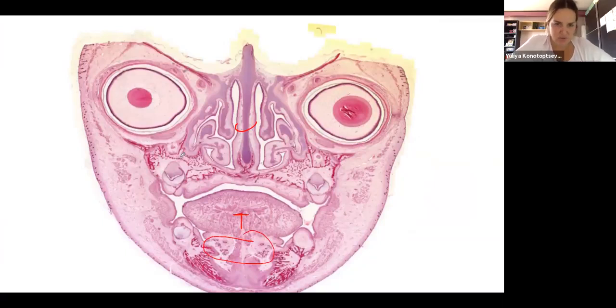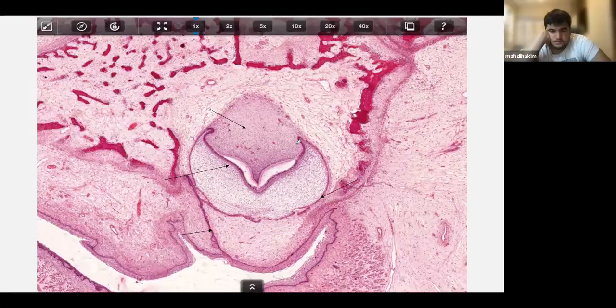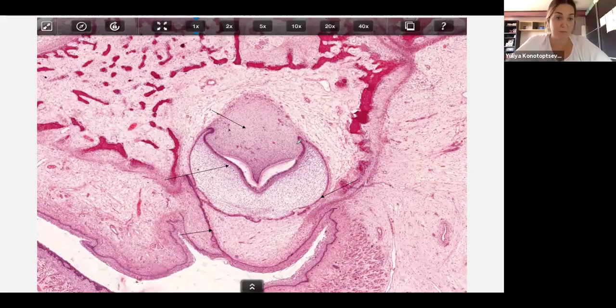You can see two sets of teeth. This is the upper tooth, this is the lower tooth, right? So upper tooth and lower tooth. If you see this particular structure, is it an upper tooth or lower tooth? Upper. Do you see that it is upside down? Very good. It's maxillary, it's upper, it's upside down.